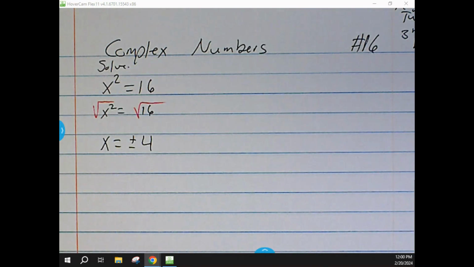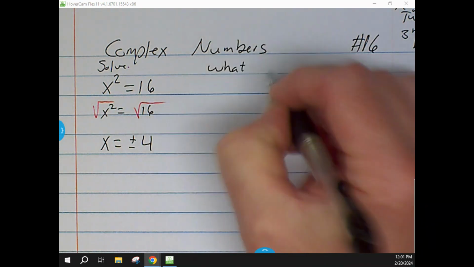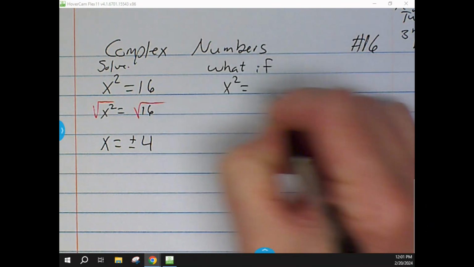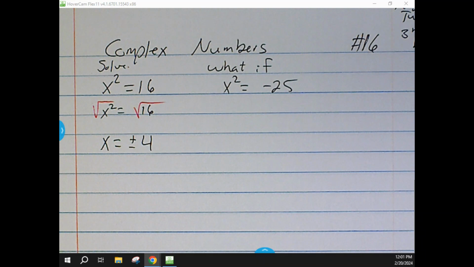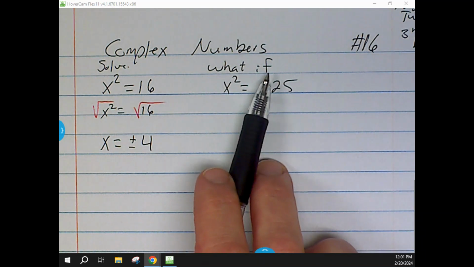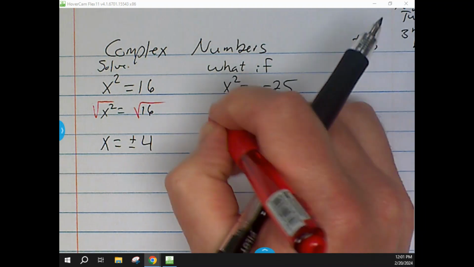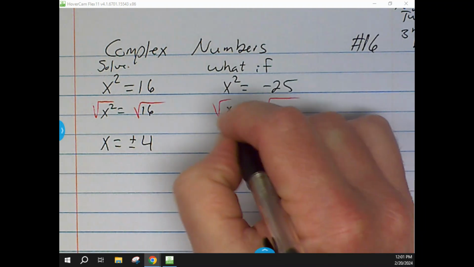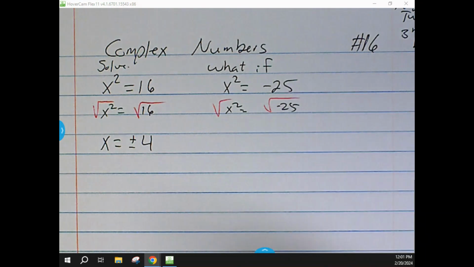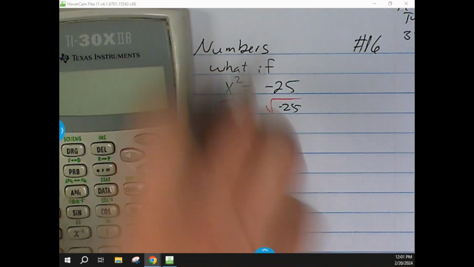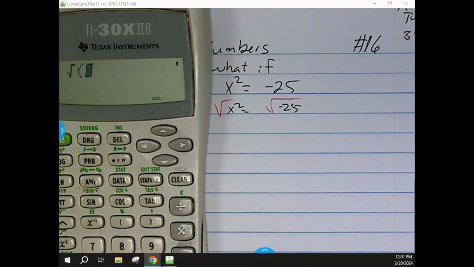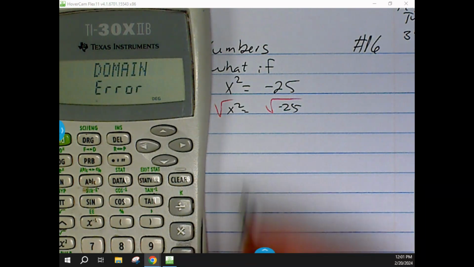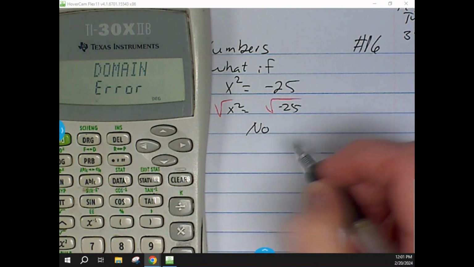For this part, here's where we're kind of going. What if our next question is x squared equals negative 25? If it was x squared equals 25, we would square root both sides and go from there. But if it's negative, this is where your calculator is not going to like you very much. Because if we square root negative 25, it's going to tell you it's a domain error, which means there's no answer in this case.